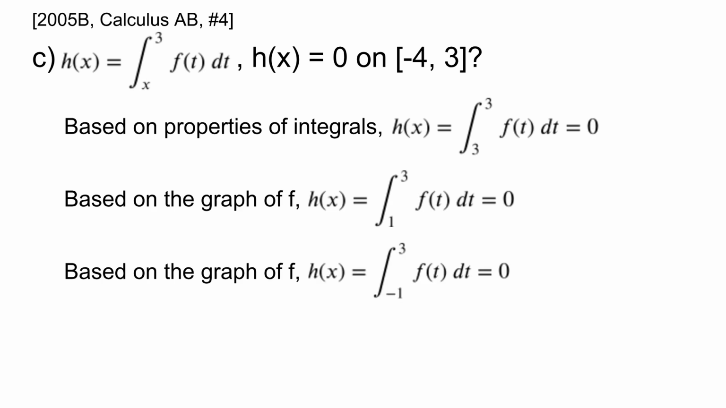And also based on the graph of f, h of x equals the integral from -1 to 3 of f of t dt will equal 0. Therefore, we can conclude that h of x will equal 0 when x is equal to -1, +1, or 3.